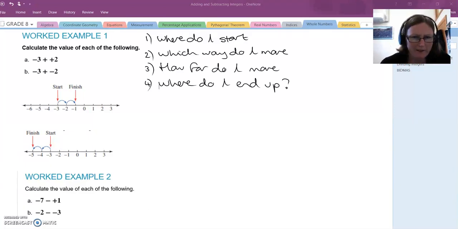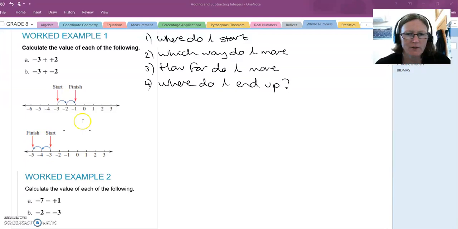Okay, we're going to look at adding and subtracting integers. Now, what are integers? Integers are whole numbers. They can be positive, they can be negative, or they could be 0. I have a method that I have found is quite useful to work out how to add and subtract integers. It goes through this order here.